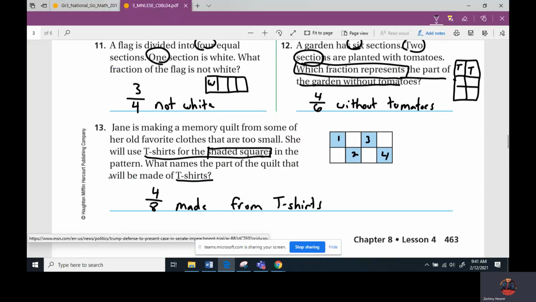And for those of you guys who've been here, we know 4/8, 4 is half of 8. So fun fact, 4/8 is also equal to 1/2. So half of the blanket. And if you look, if I can move that one up, it's going to be half of this whole entire shape. If you guys can see that. So 4/8 made from t-shirts.